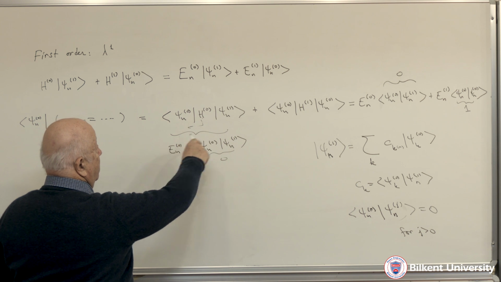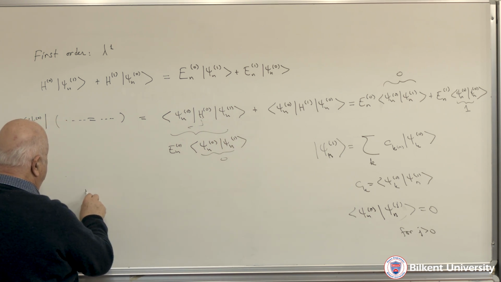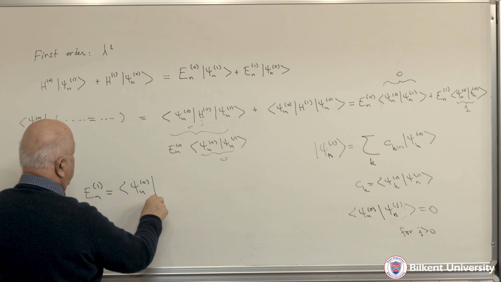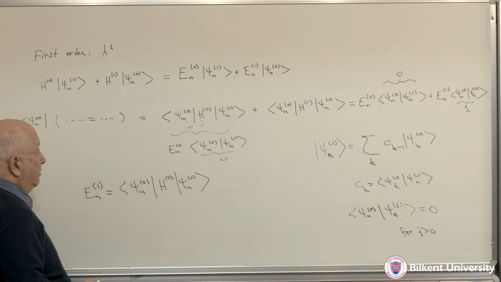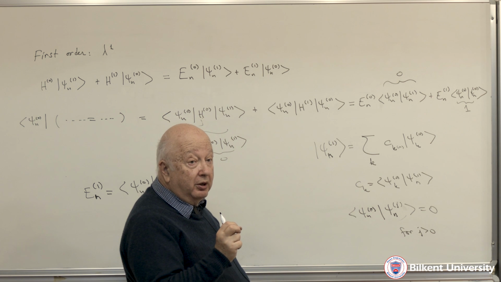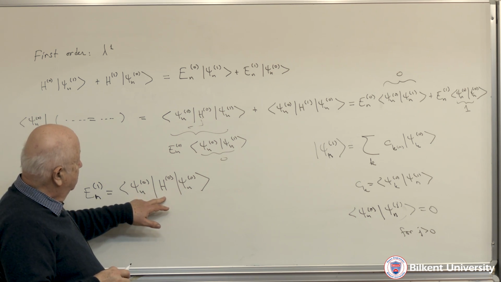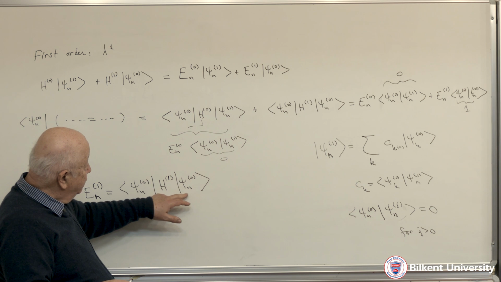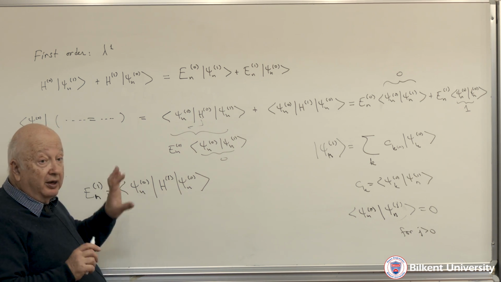Now let's look at what we have obtained once more. The only non-zero terms are, let me write the term on the right first: En1 is equal to psi n0, H1, psi n0. So this says first order change in the energy. This is an important quantity now. First order change in the energy is equal to the expectation value of the perturbation with respect to the state that I am analyzing.